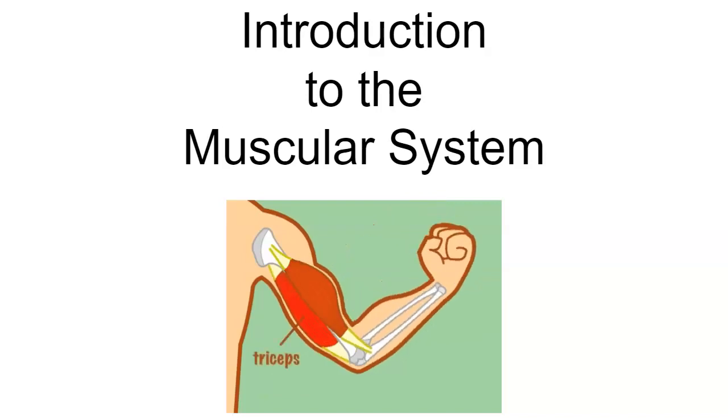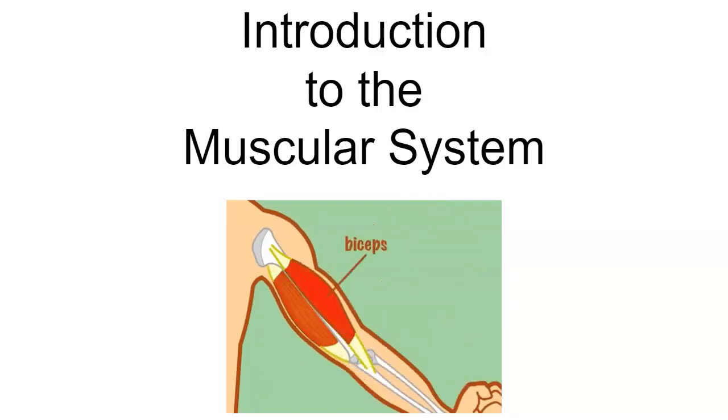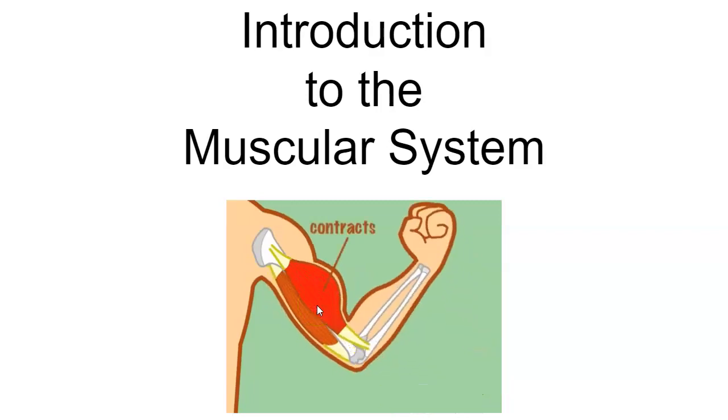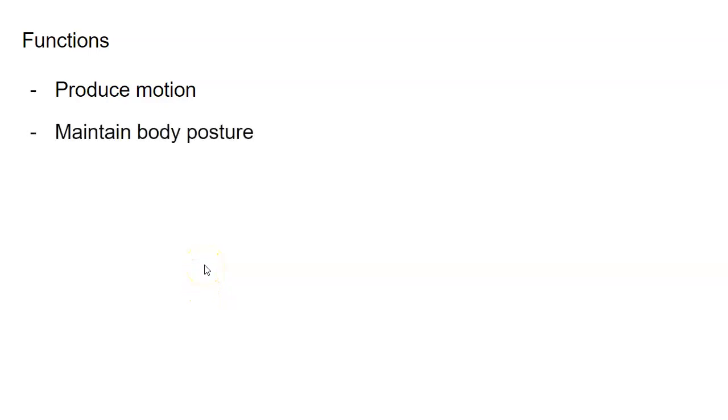Now we begin our study of the muscular system. On the most fundamental level, muscles contract. Let's go over a few other functions. You all know that muscle contraction produces motion and enables us to walk, but there are also lesser known functions as well, like muscles enable us to maintain body posture.